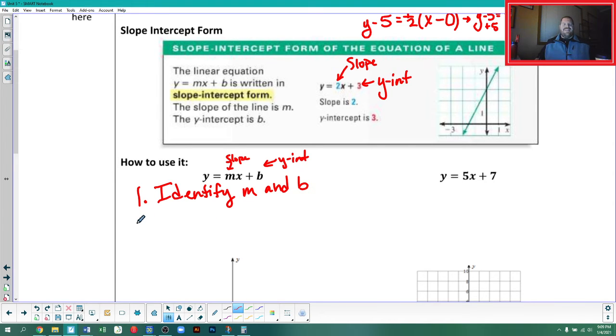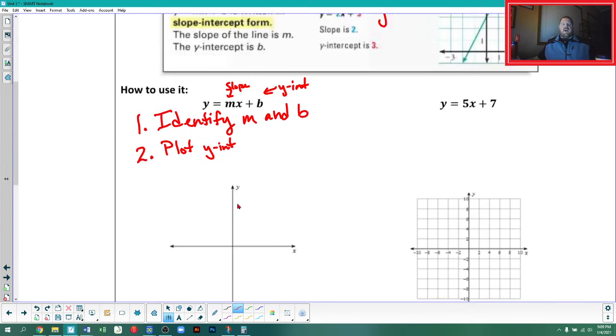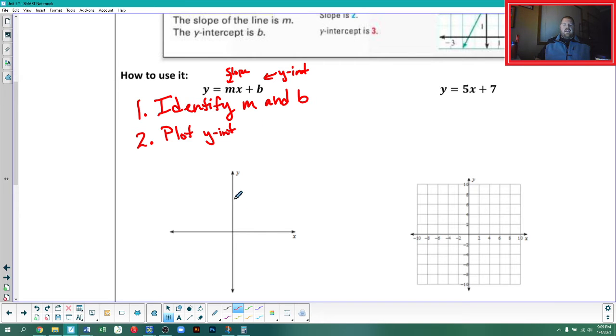Okay, so the second step is going to be plot the y-intercept. So plot the y-intercept, put that point on the graph. So I'm saying that my y-intercept, we're going to go right here. I'm going to say that this is b. I don't have values on this one, but that's okay. Step 3 will be plot another point.